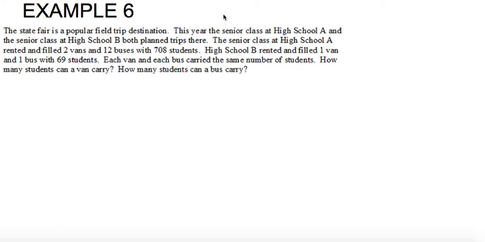Alright, example 6, solving the system using any of the methods in word problem form. State Fair is a popular field trip destination. This year the senior class at high school A and the senior class at high school B both planned trips there. The senior class at high school A rented and filled 2 vans and 12 buses with 708 students. High school B rented and filled 1 van and 1 bus with 69 students.